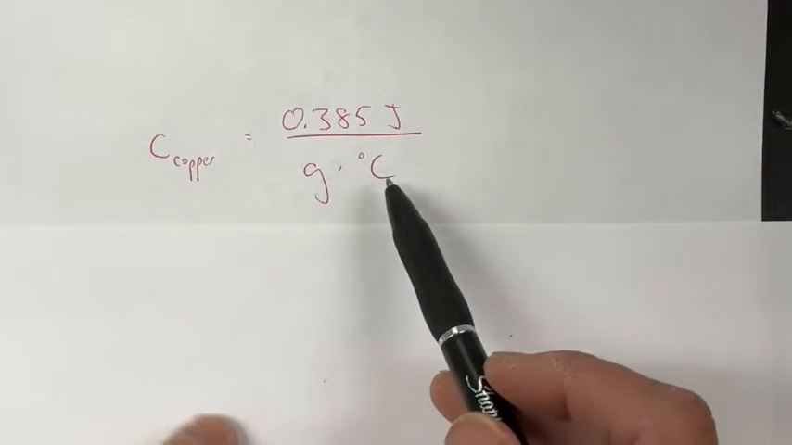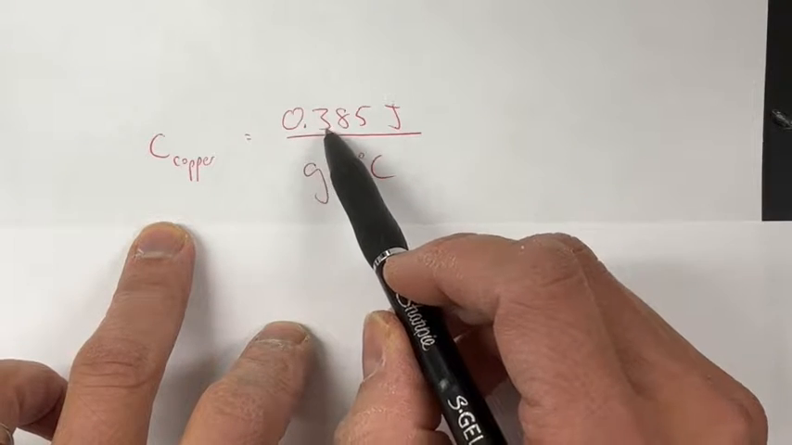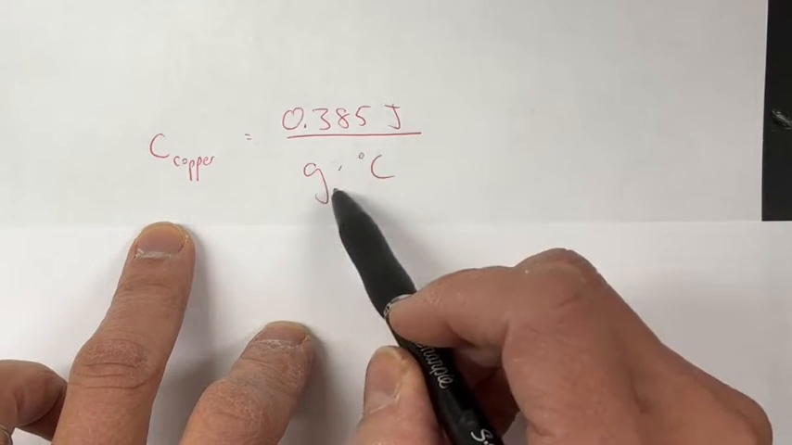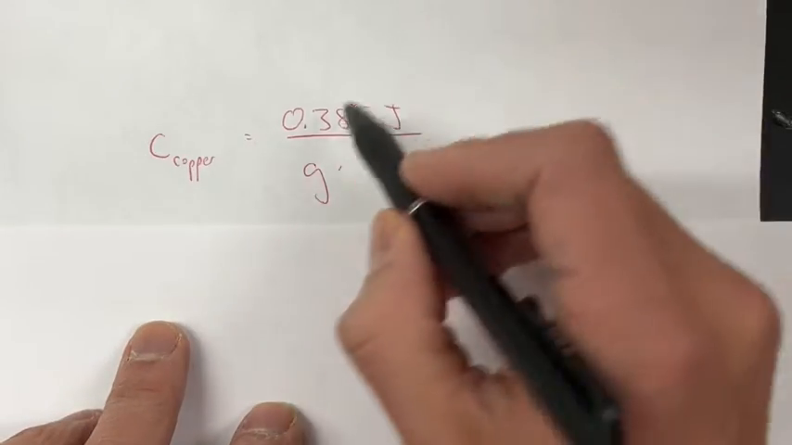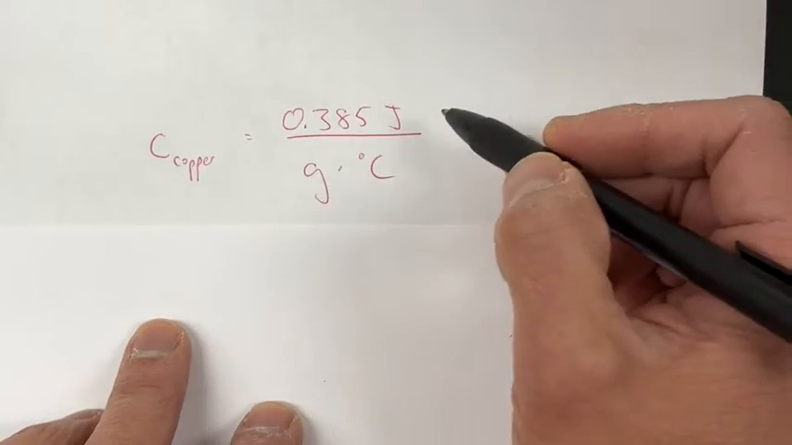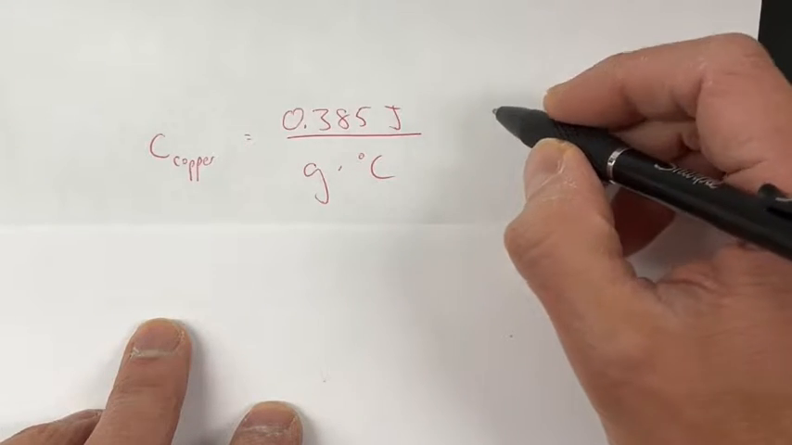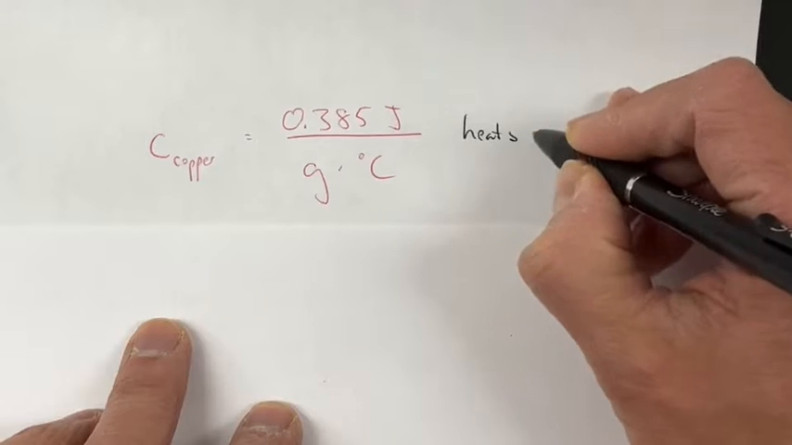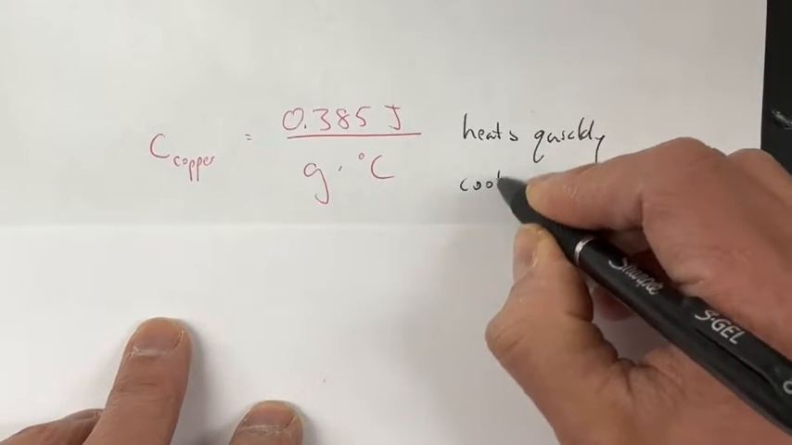So copper, if you look at the specific heat capacity of copper, it's 0.385 joules per gram degree Celsius. What does that mean? Well, it takes a lot less energy for copper to heat up. So copper heats up quickly. So it heats quickly, but also cools quickly.